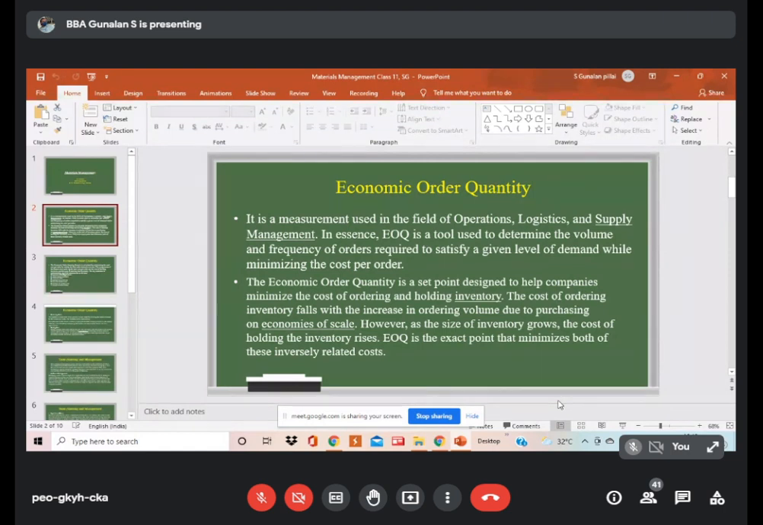When your store becomes very big, if you are keeping 5,000 products in your store, then the investment will always be more. Economic order quantity is an exact point that minimizes both of these inversely related costs.